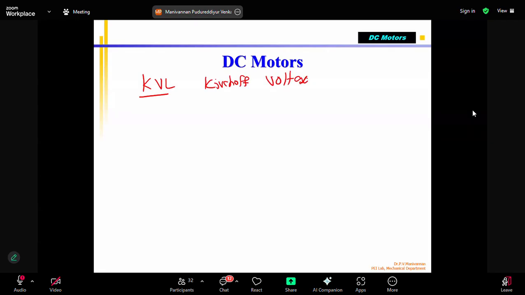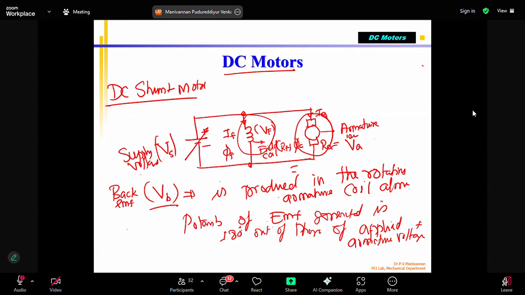Sir, one minute. Sir, we are noting. Sir, can you go to the previous lecture? Yeah, definitely. Sir, this POT, what is the potential? Potential of EMF?